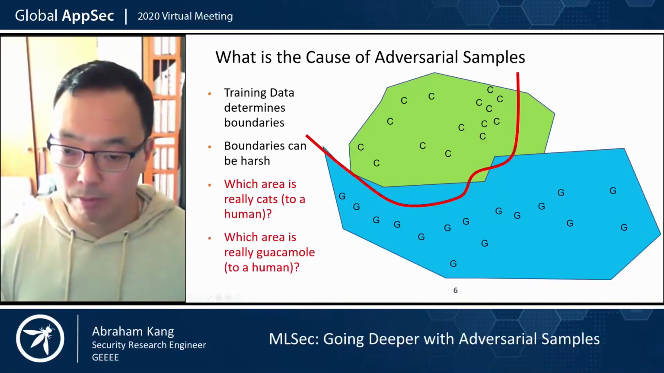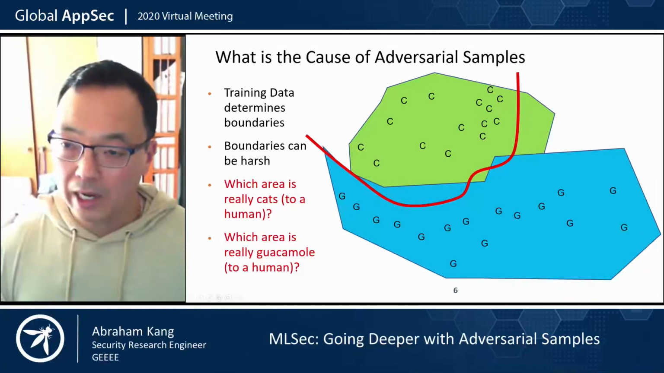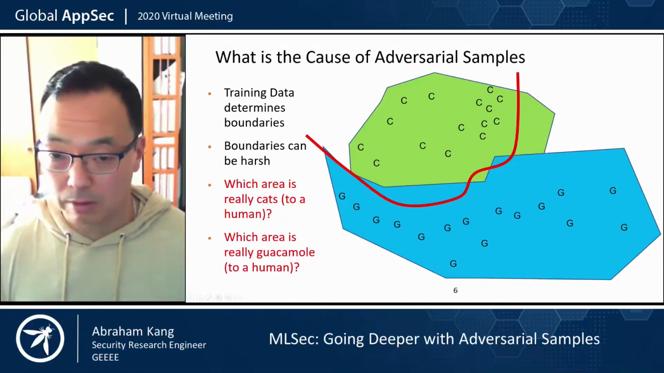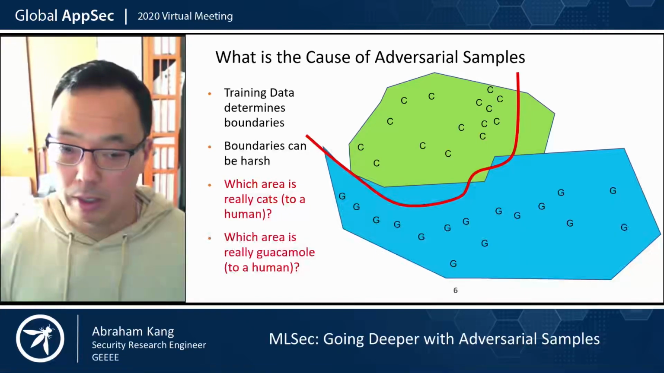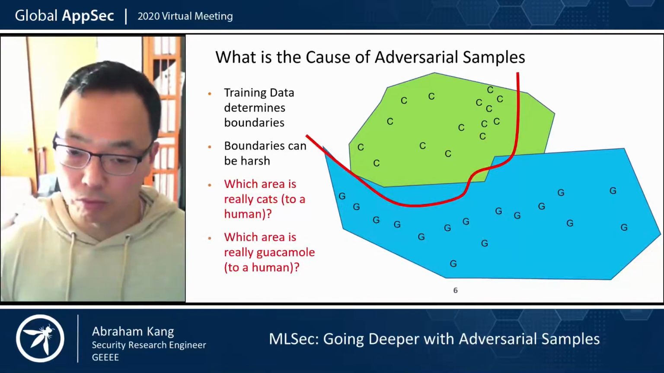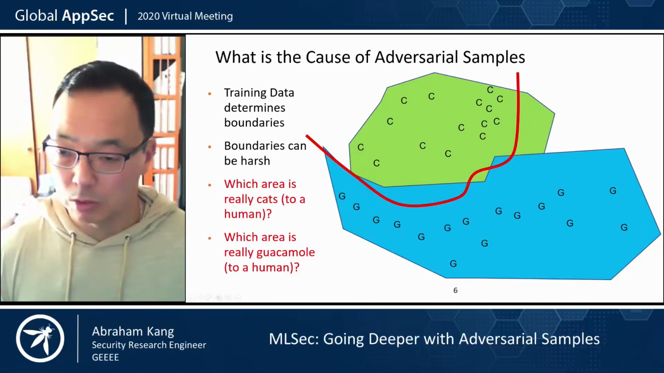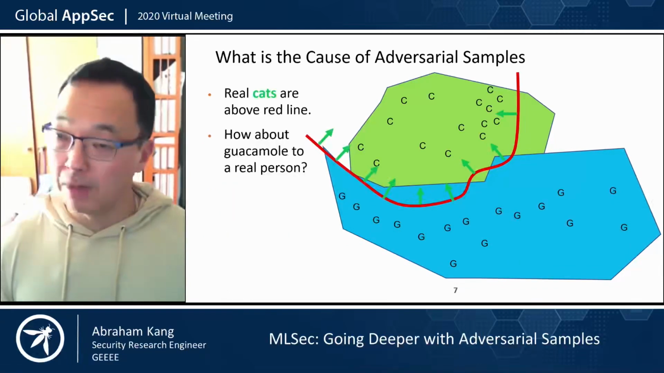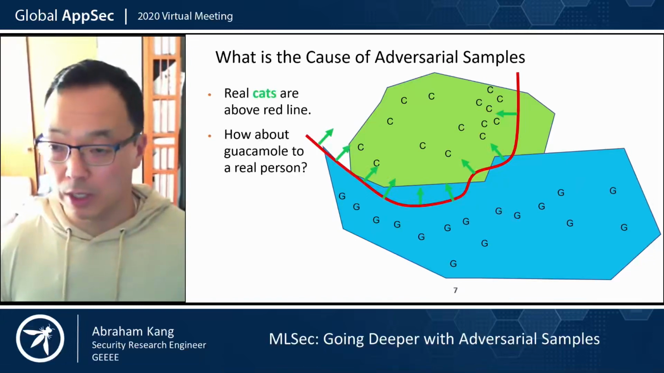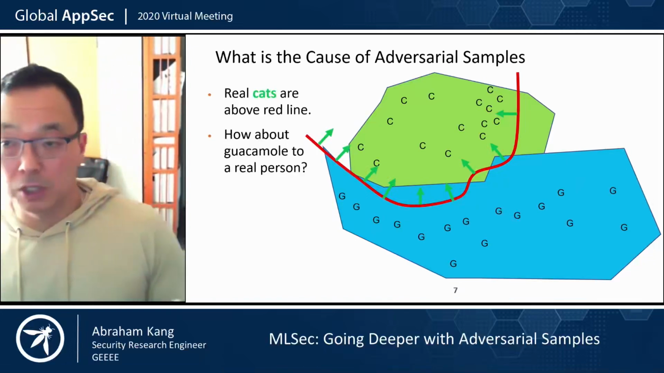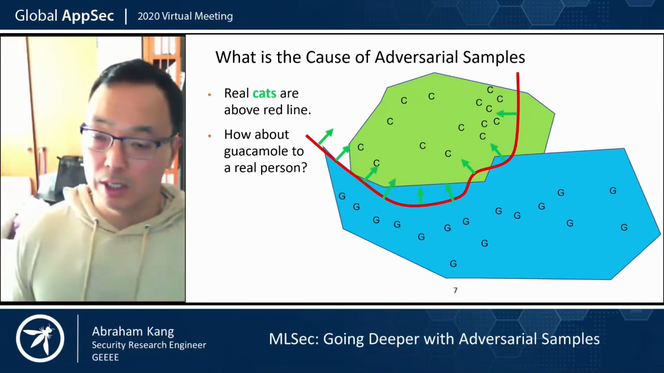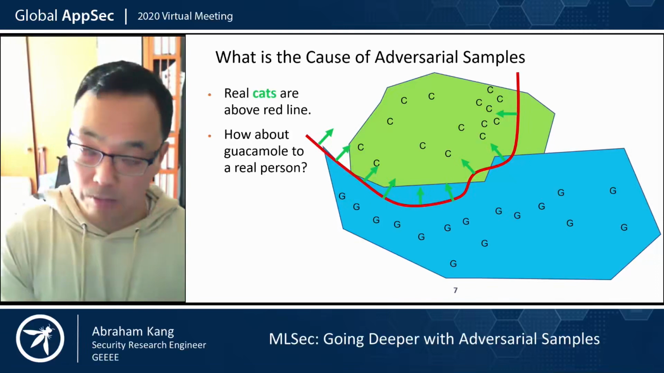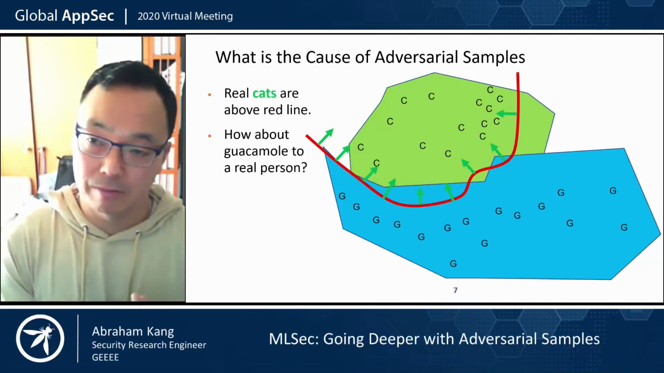So let me ask you this. If you look at this red boundary, what area is what a human would say is a cat in relation to the red line? And what area in relation to this red line is what a human would say is guacamole? Well, if you said the area above the line is going to be categorized as a cat, so this would be pictures of cats, and that a human would see them as cats, even if they're perturbed, like that picture we had in the beginning. They're going to see it as a cat.